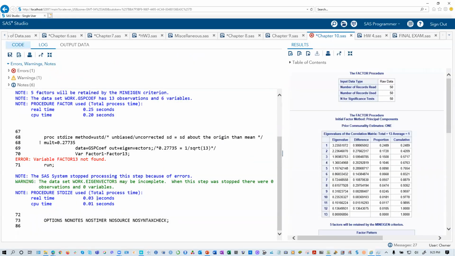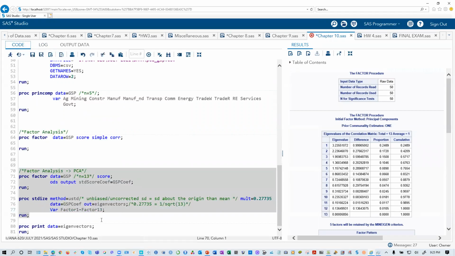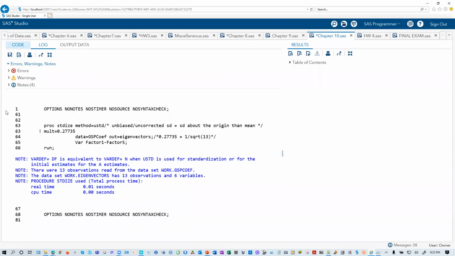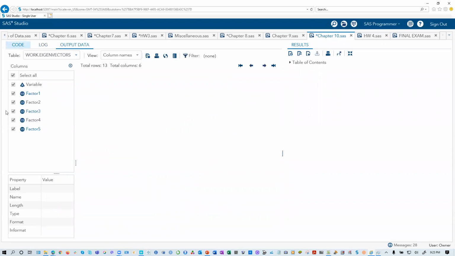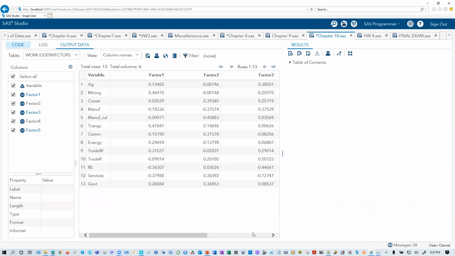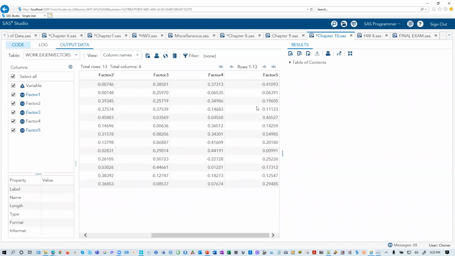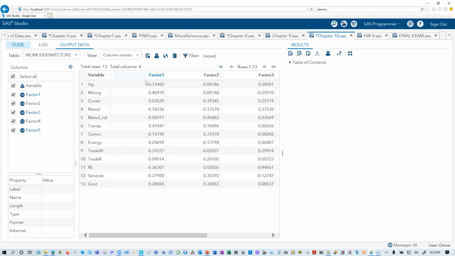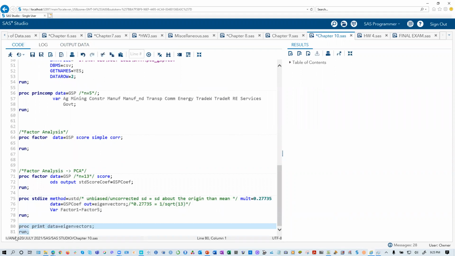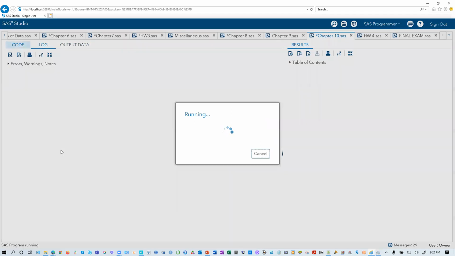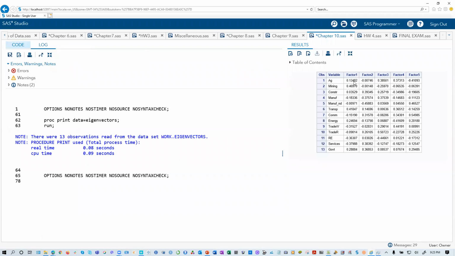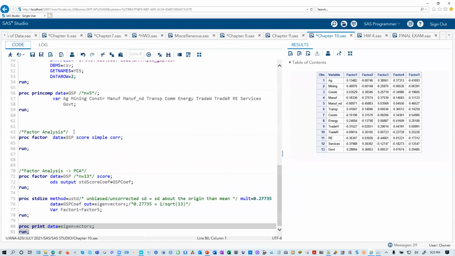Oh, I'm sorry, factor 30. No, not factor 30, factor 5, because we don't have 30. I'm not going to go all the way to 30, go to 5. Now you can easily see, look at it, 0.13482. Let's go and print. It's the same as what you got from the principal component analysis. 0.13482.